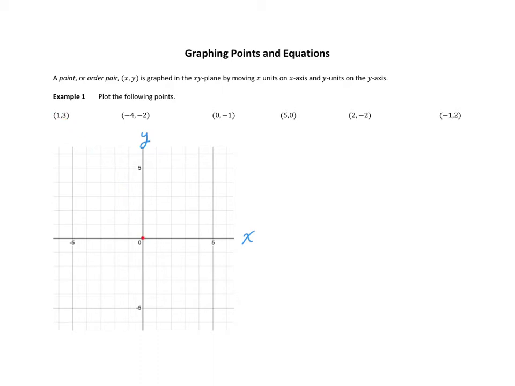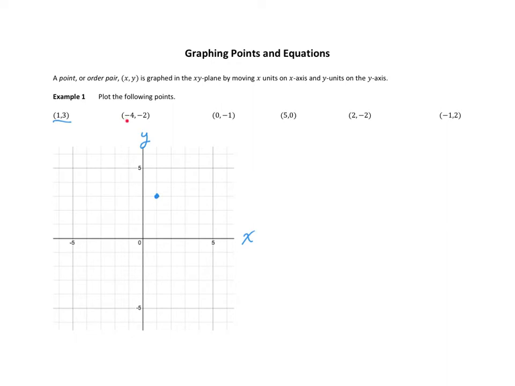You start here. This is the point 0, 0. It's called the origin. You go 1 in the x direction, so positive means you go to the right. And we're going to go 3 in the y direction, and a positive 3 means you go up. And so we get this point here. So the point 1, 3 has this location.